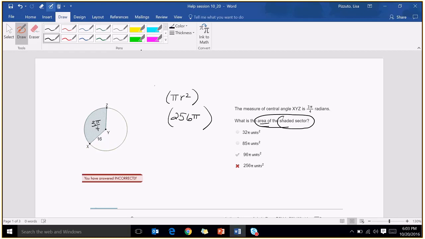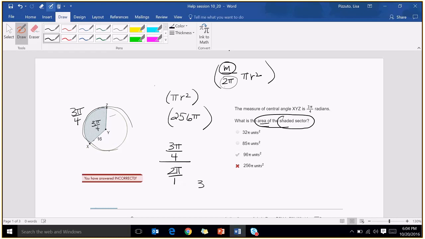What you do is the formula, and I'm going to write it up here, is the measure of the angle divided by 2 pi times pi r squared. Or sometimes we do it by 360. The m represents the measure of the angle or the arc that we're talking about. So this is 3 pi over 4. And the reason we put it over 2 pi is because 2 pi is the whole circle, all the way around. Does that make sense? Yes.